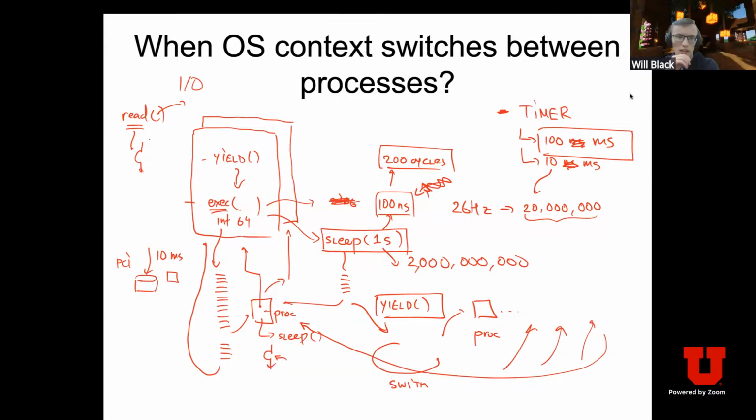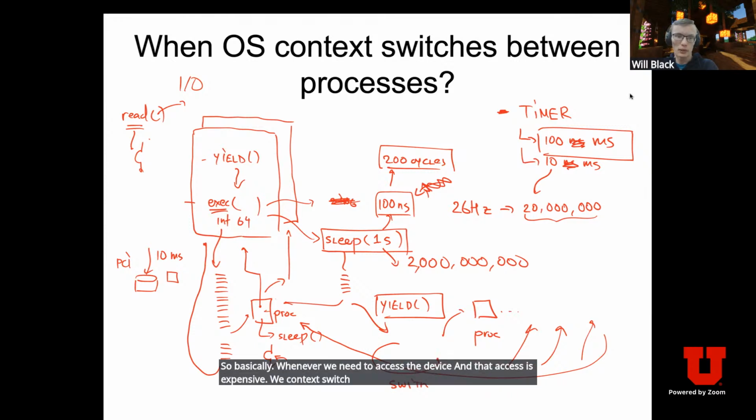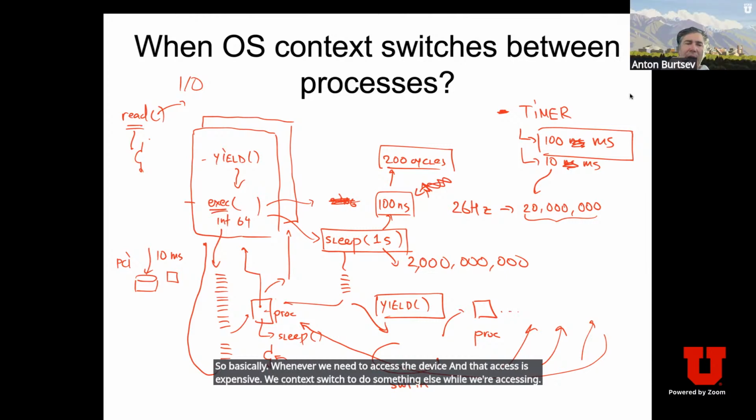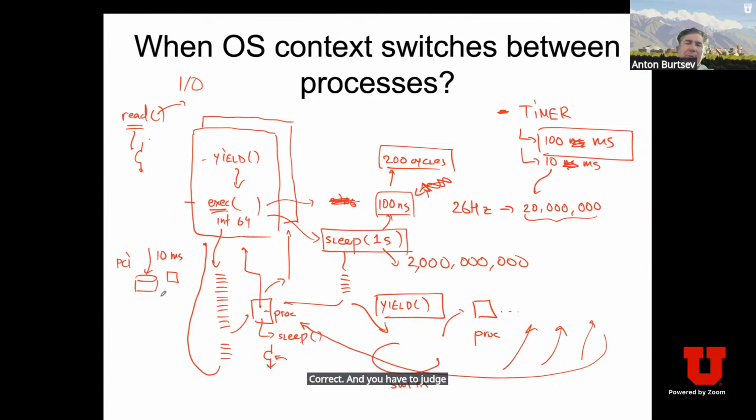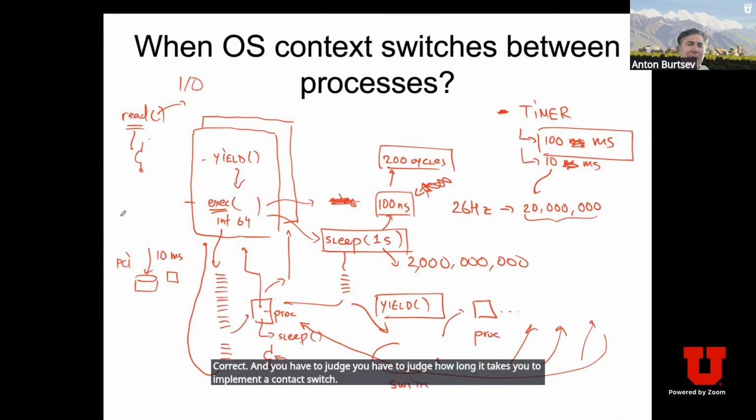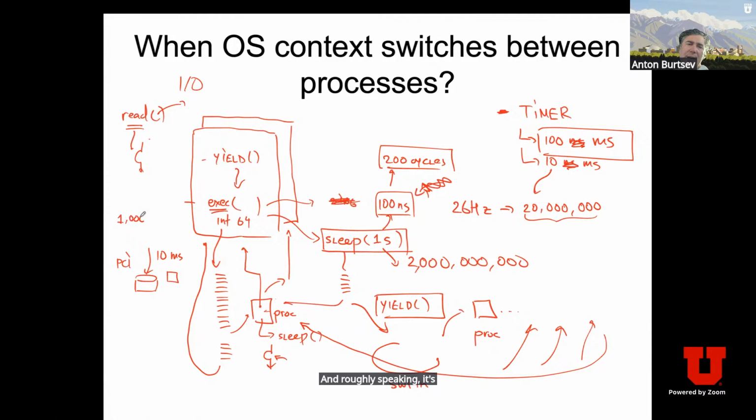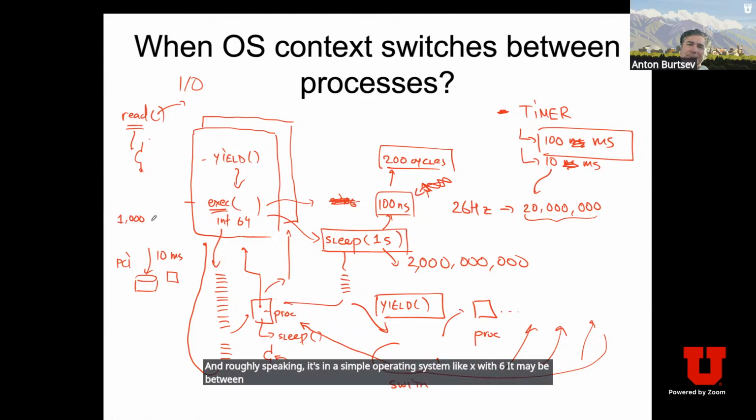So basically, whenever we need to access a device and that access is expensive, we context switch to do something else while we're accessing. Correct. And you have to judge how long it takes you to implement a context switch. Roughly speaking, in a simple operating system like x86, it's a tough bound, but if you're really careful, you can context switch in 1,000 cycles.